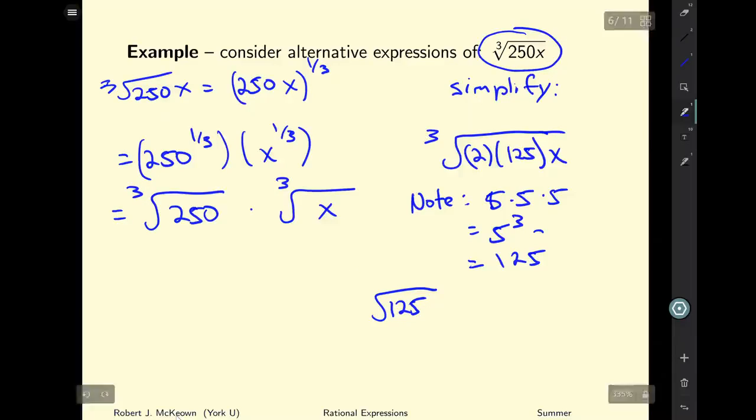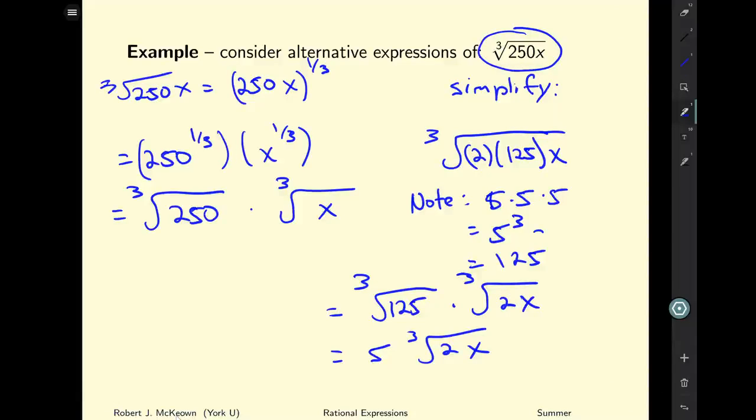I should be careful with my writing. I've got the cube root of 125 times the cube root of 2x. And this thing on the outside is just going to be equal to 5. And I've got 5 times the cube root of 2x. And that's as simple as I can make this expression.